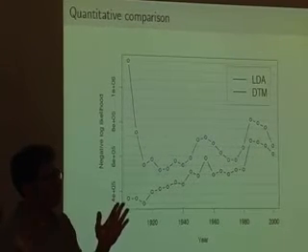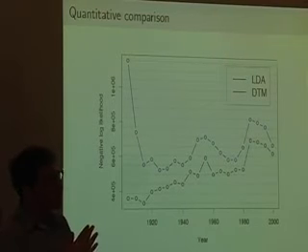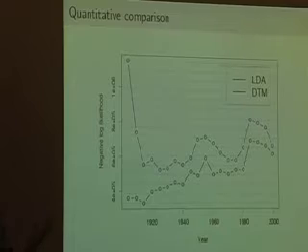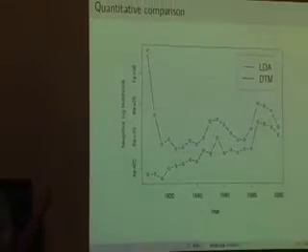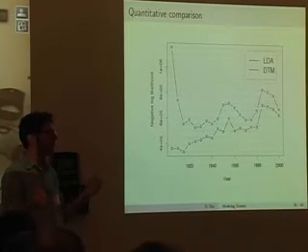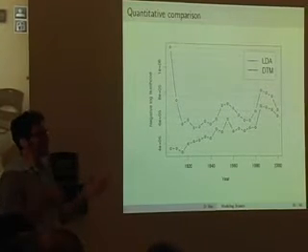Right, because essentially in both models we have a prior over the topics. And so one is a Dirichlet prior, here it's a dynamic prior. That's essentially what we're comparing. Other than that, the generating process is the same.